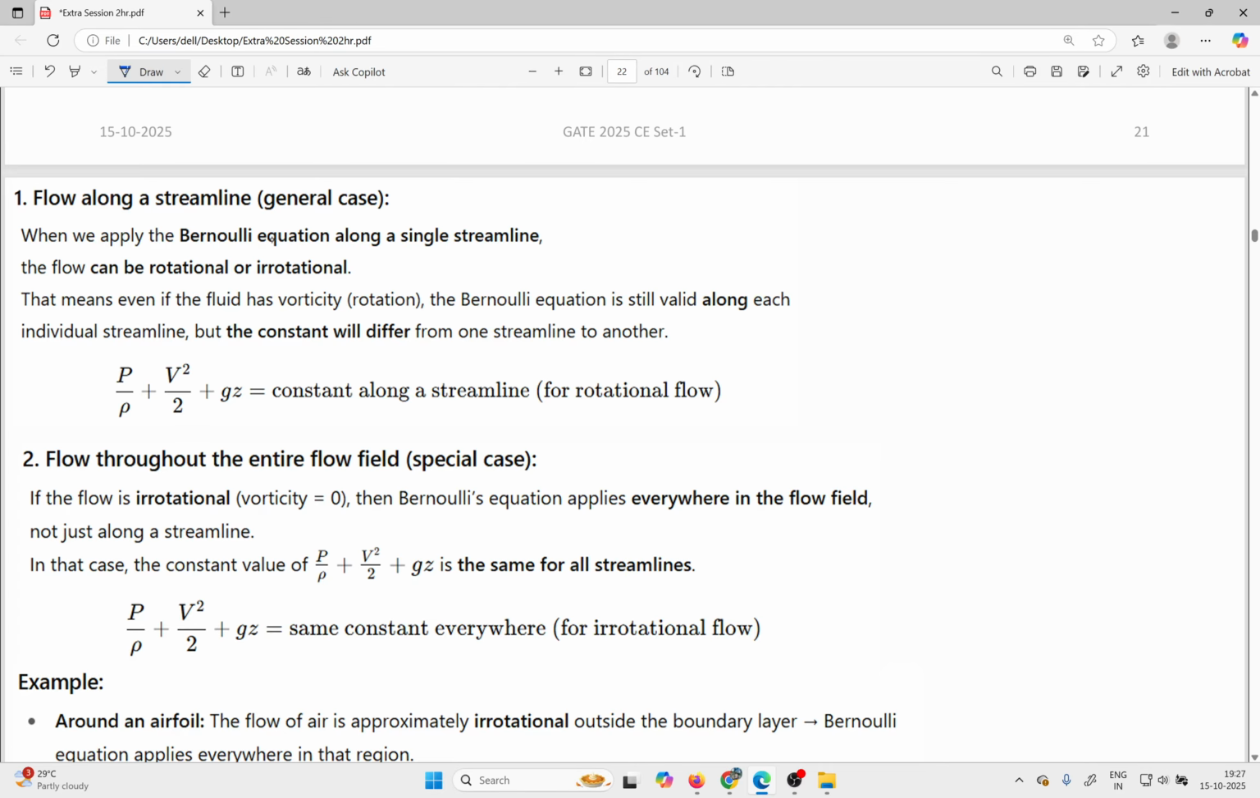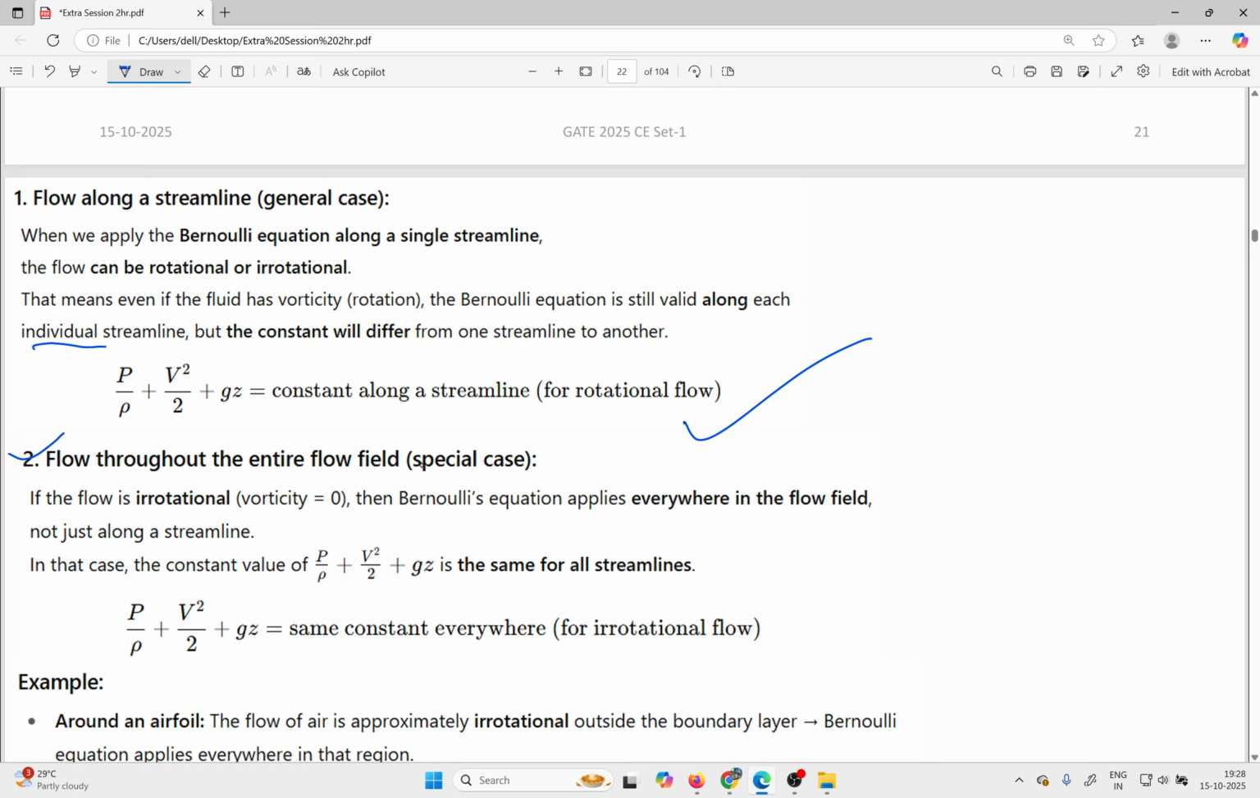In the general case, when we apply Bernoulli's equation along a single streamline, the flow can be rotational or irrotational. That means even if the fluid has vorticity, that is rotation, Bernoulli's equation is still valid along each individual streamline, but the constant will differ from one streamline to another. So P/rho + V squared/2 + gz is constant along a streamline for rotational flow.